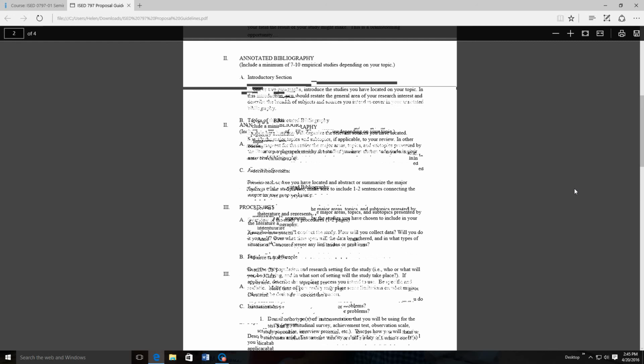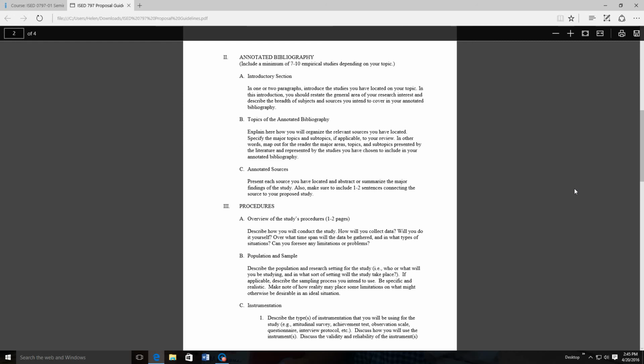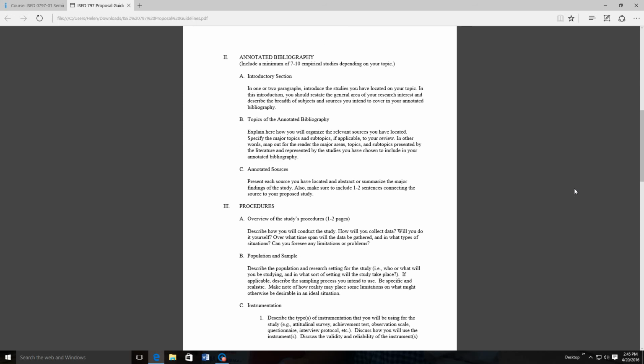Now the next section deals with the literature that you have been perusing over the course of the semester. Already you've identified 2 empirical studies for the second set of worksheets. By the end of the semester and for this proposal, I would like you to identify about 7 to 10 empirical studies. I'm going to amend that and not say that they have to all be empirical studies. So roughly 40% of them should be empirical studies. The remainder can be books.